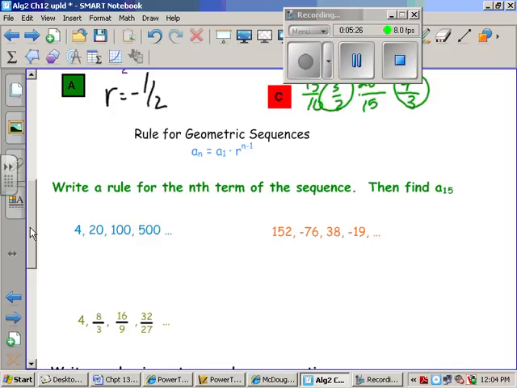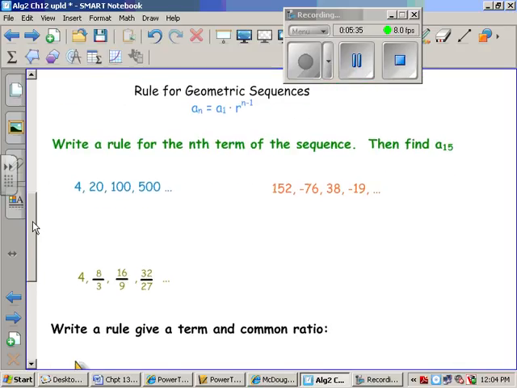And this is almost easier because there's not a lot of math you have to do. If I want to write a rule for the nth term, first of all, I need a sub 1 and I need r.